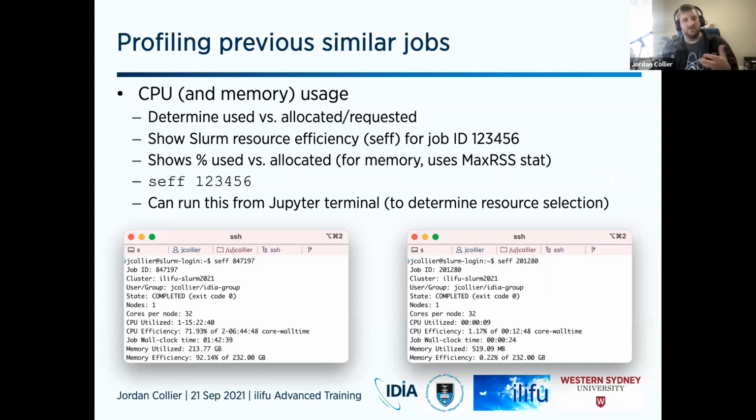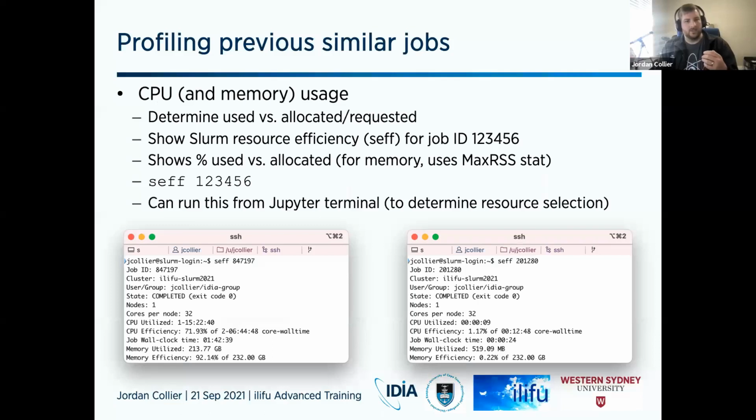And then similarly with CPU and memory, you can determine used versus allocated or requested with the SF, which is Slurm efficiency. An example here would be SF and then the job ID, and it shows you the % used versus allocated. For memory, that's using the max RSS statistic. So here I've provided two examples. One is quite efficient with memory at about 92% and CPU at about 72%, whereas the other is very inefficient. And so that would be a dramatic over allocation of resources that should be massively reduced.